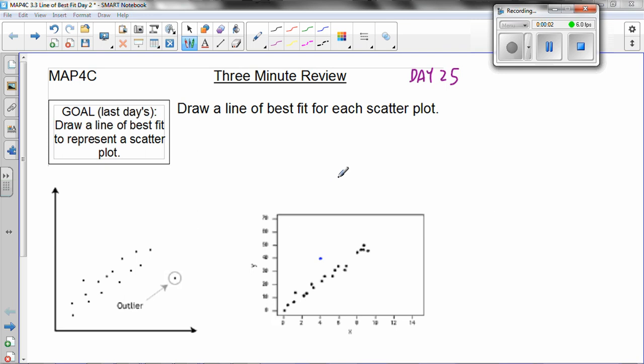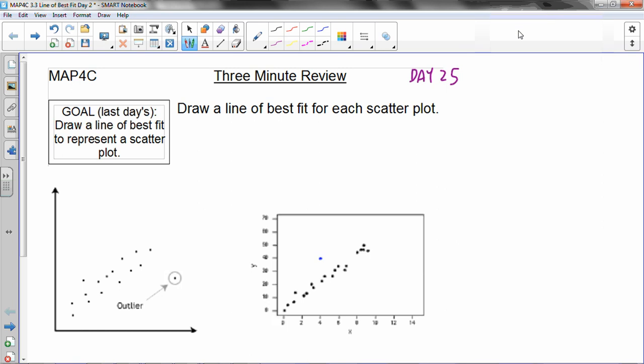This is MAP4C, day 25, lesson 3.3, line of best fit. This is day 2. And we see the goal for the 3-minute review today is to draw a line of best fit to represent a scatter plot.